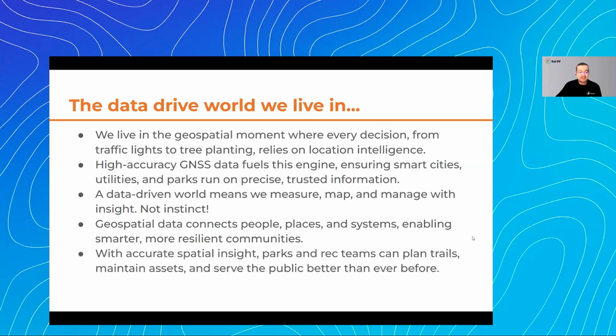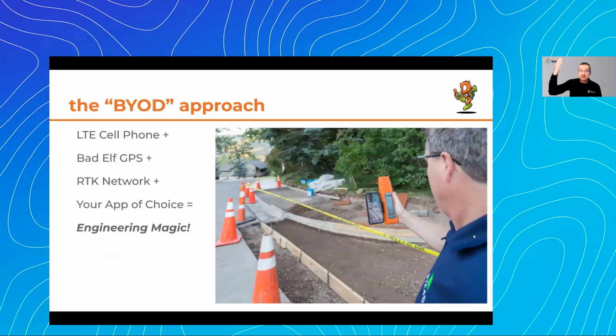Geospatial data connects people, places, and systems, enabling smarter, more resilient communities. With accurate spatial insight, Parks and Recs teams can plan trails, maintain assets, and serve the public better than ever before. And remember, the better we serve the public, the better the mental health, the better the physical activity, and the less money a city will spend on its people, or have to spend on its people.